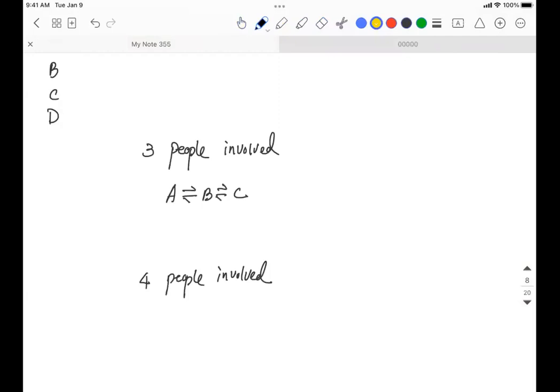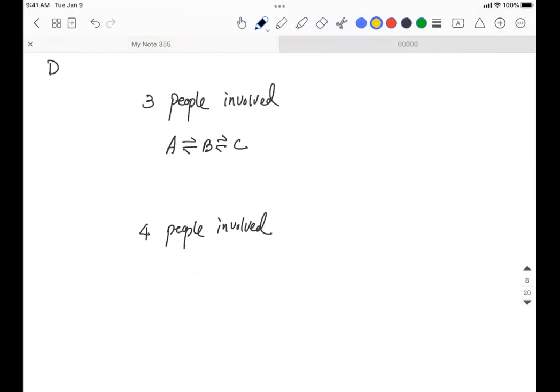Who can tell me? Kayla? If there are 4 people involved, and the coin goes to each person and then goes back to the first, like A to B to C to D and back to A. That's perfect. One way, right? Having a big circle.